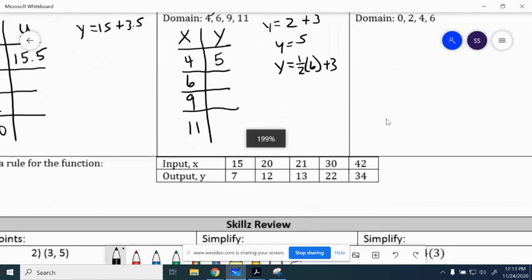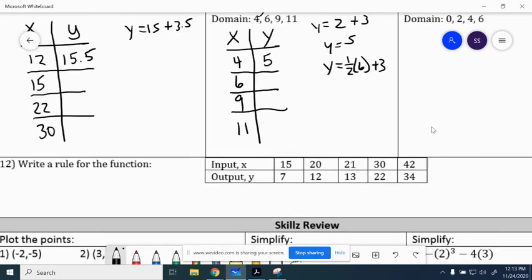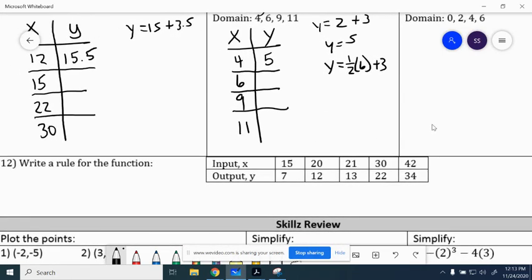All right, and I think the last one you guys have here is write a rule for the function, okay? So remember to keep this from x to y. So how do we go from x to y? You don't want to go this way, otherwise your rule is going to be wrong, okay? So let's see, how do I go from 15 to 7? Well, we're going from a larger number to a smaller number, so we're probably either multiplying by a fraction or dividing or subtracting. Might be as easy as that. So it might just be taking our x value and subtracting 8. Let's see if that works out.